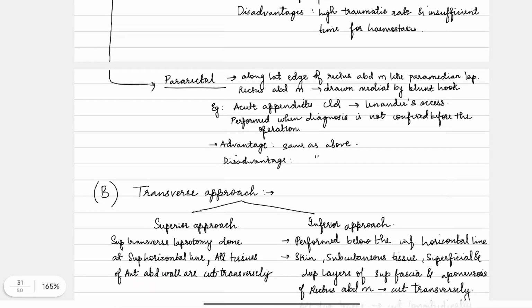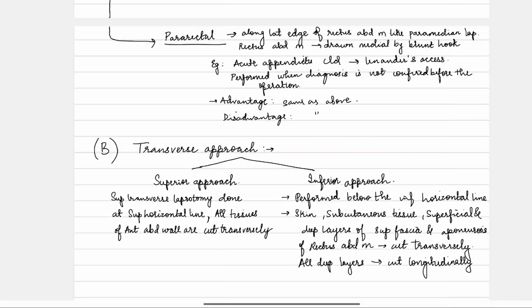Last of the longitudinal approaches is pararectal approach. Along the lateral edge of the rectus abdominis muscle, like paramedian laparotomy, rectus abdominis muscle is drawn medially by blunt hook. For example, in acute appendicitis, we call this Lenander's axis. Performed when diagnosis is not confirmed before the operation. Now, advantages and disadvantages are the same as above.